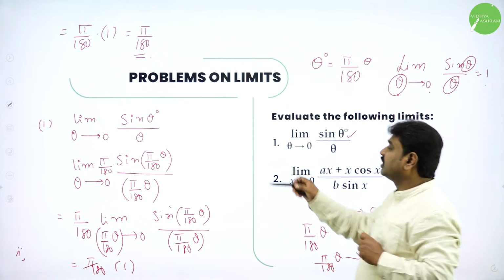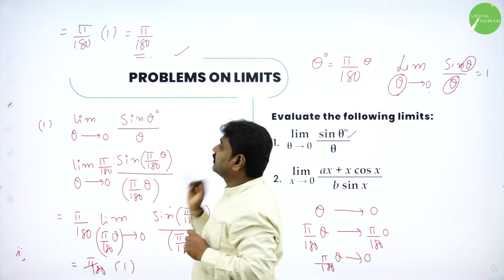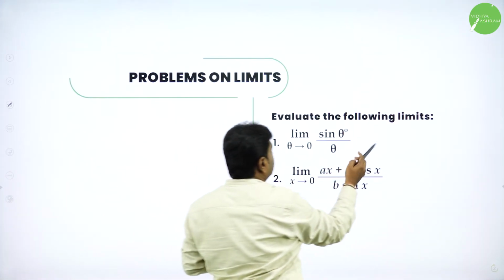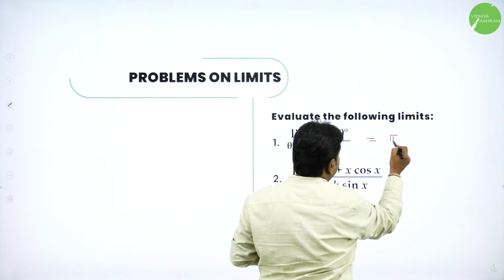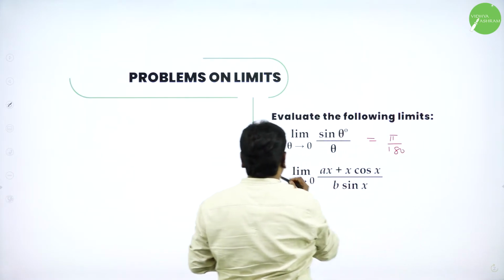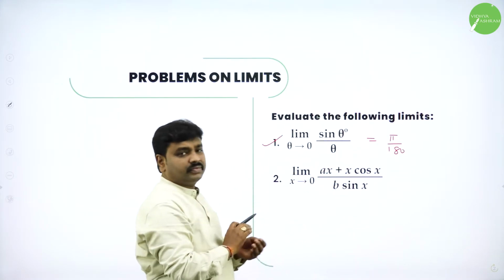So now we got the answer. Answer is pi by 180. I've done this problem and we got the answer for this problem. What is the answer? Pi by 180 is the answer. Now we'll go to the next problem.